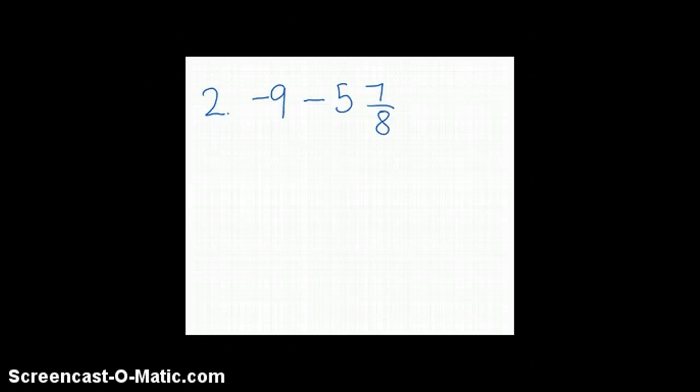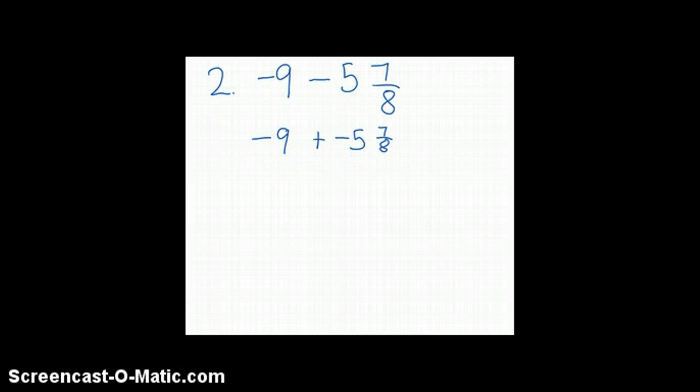The next problem we have is negative 9 minus 5 7/8. Again, the first thing we need to do for this problem is change the subtraction to plus the opposite. So 5 7/8 would become negative. Alright, now we can solve the problem.